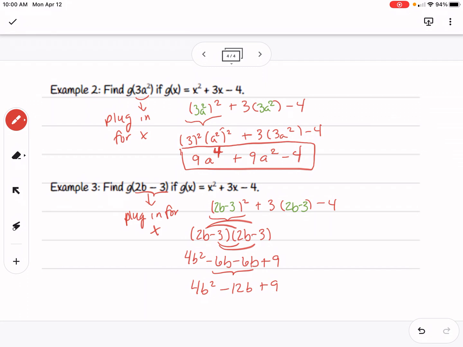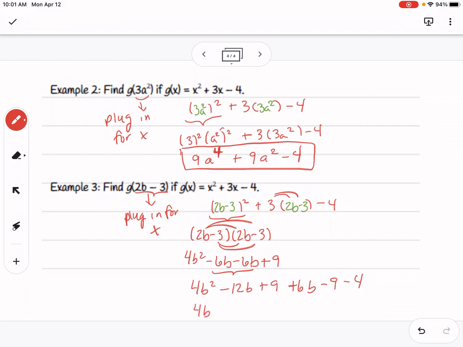Next, I can distribute here. So 3 times 2b is 6b. And 3 times -3 is -9. Then I'm going to bring down my -4. So same problem. I just worked out the squared first and then put in everything else from the problem. Now I can combine like terms.